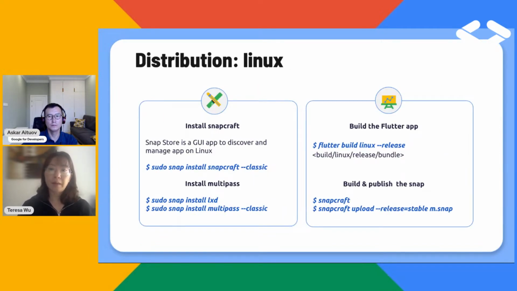In terms of Linux, you need to install Snapcraft, follow the steps, and install Multipass. At the third step, you install the Flutter application, and you can build and publish your application to the Linux environment. They are actually quite straightforward, and if you are interested, I do encourage you to try them out.